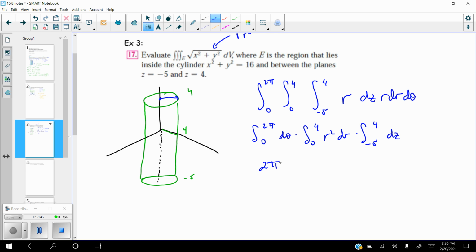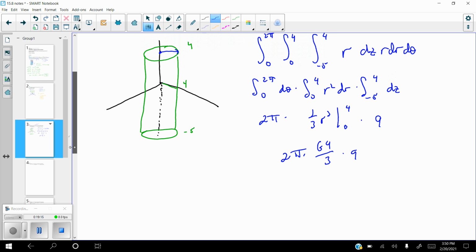Same thing's going to happen with z. It's the integral of 1, so it's really just the difference in the bounds. 4 minus -5 is 9, so that's going to give us 9. And then we actually have a little bit of work to do with the r part. It's going to be 1/3 r cubed from 0 to 4. Plugging in 4, you're going to get 64/3. Plugging in 0, you get nothing. So I get 64/3 times 9 times 2 pi.